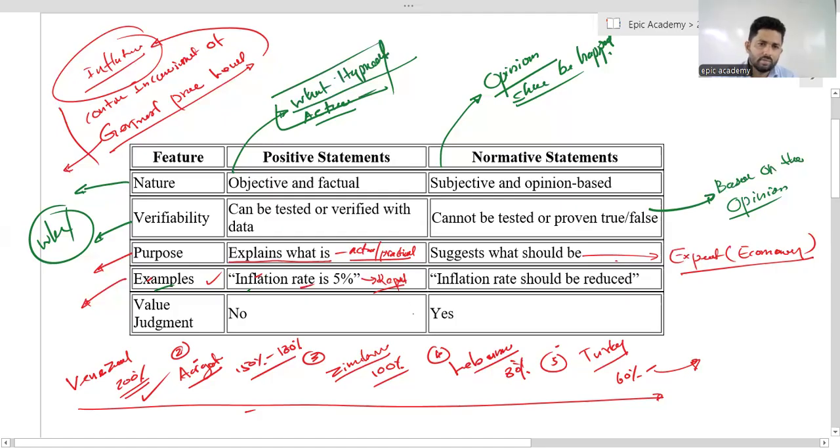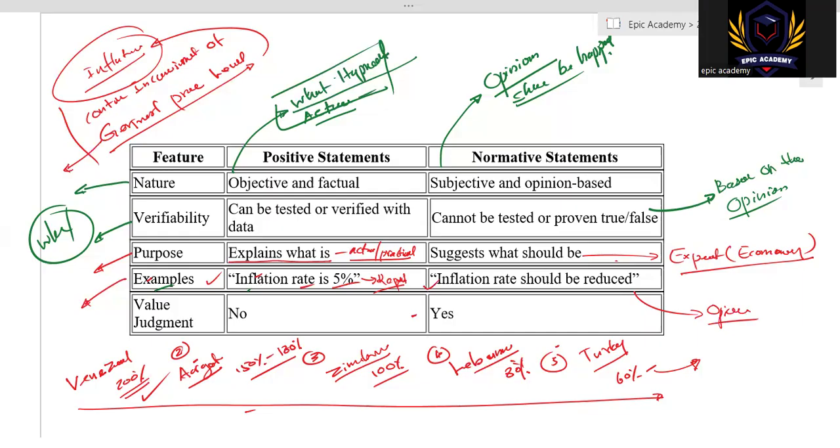Okay. A positive statement is based on evidence. You can test it and you can verify it. And normative statements. As an example, inflation rate should be reduced. Yes, we agree with that one. It is one of the opinions. But unfortunately, each and every country cannot do that.